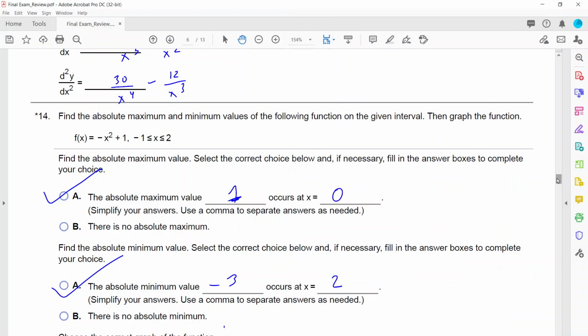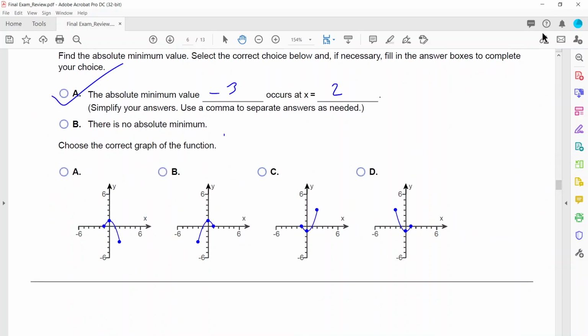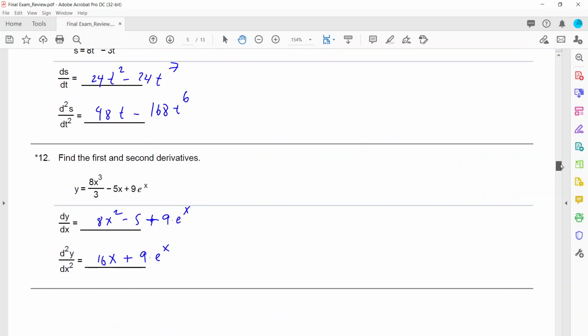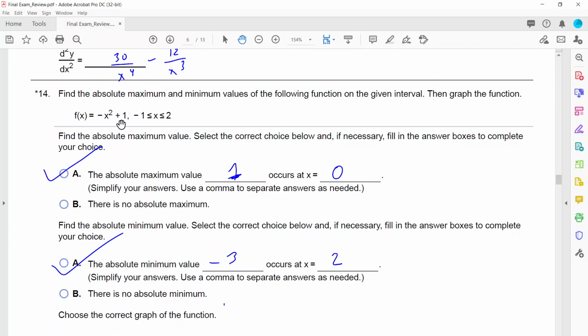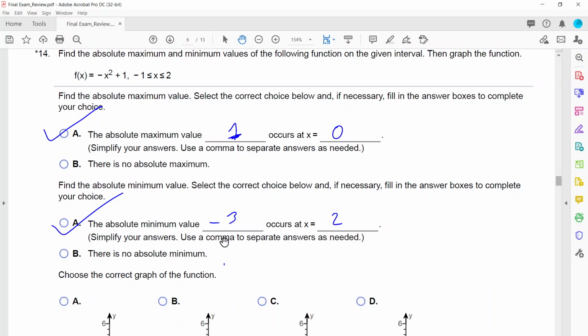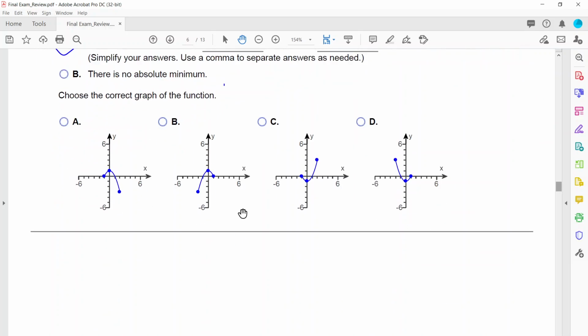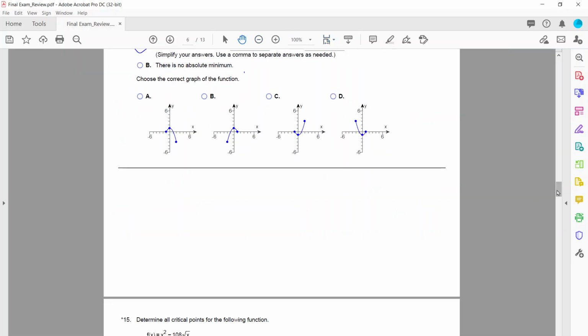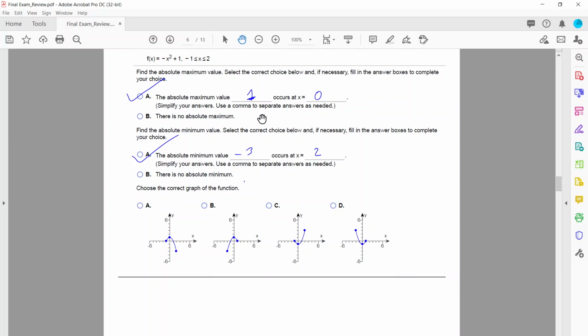By using this property, we can now choose which one is the graph of the function. As we know, this is a parabola, and the absolute maximum value is 1, which occurs at 0, and the absolute minimum value is negative 3, which occurs at 2. So let's compare this with the graphs we have been given. We know that the absolute maximum value is 1 at 0. So look at the graph where you have the absolute maximum at 0. This graph does not have the absolute maximum at 0.